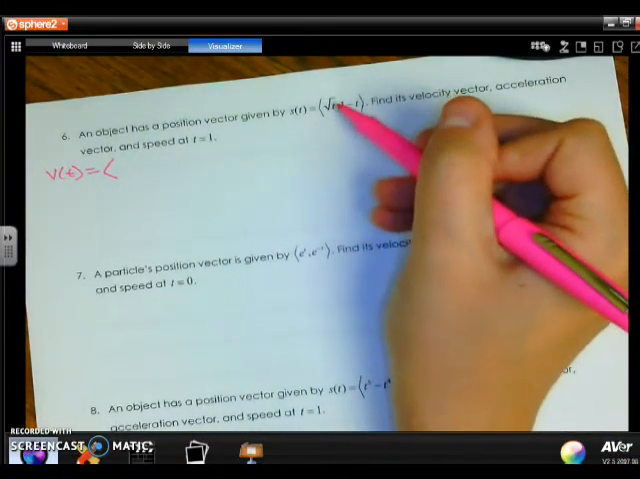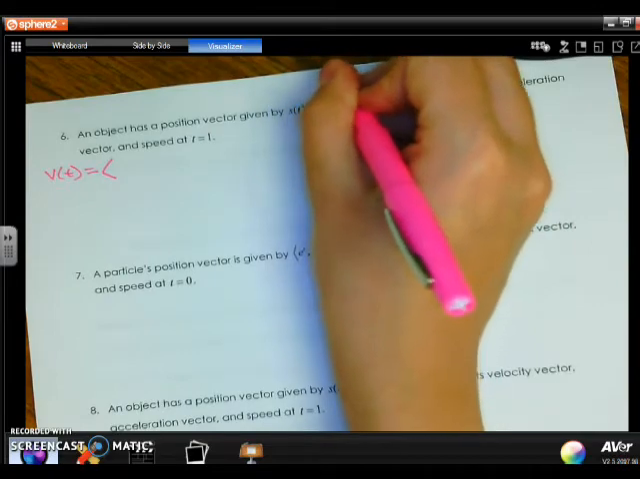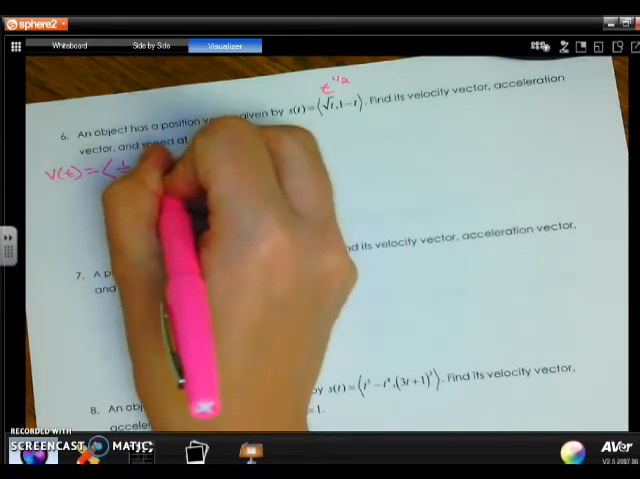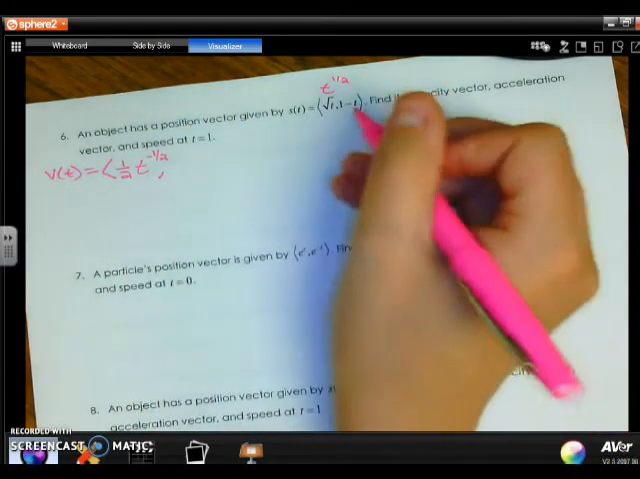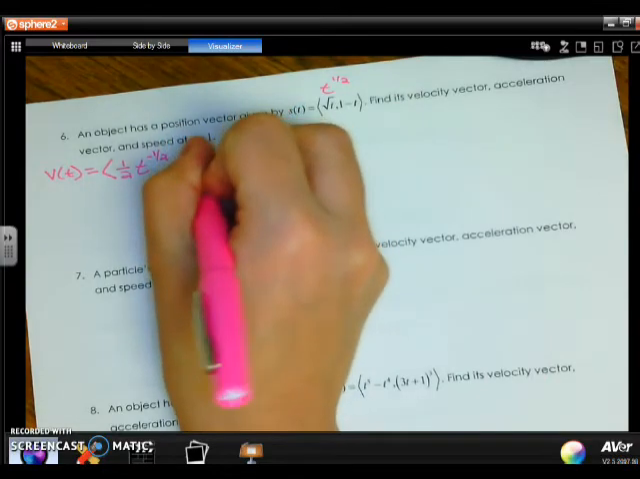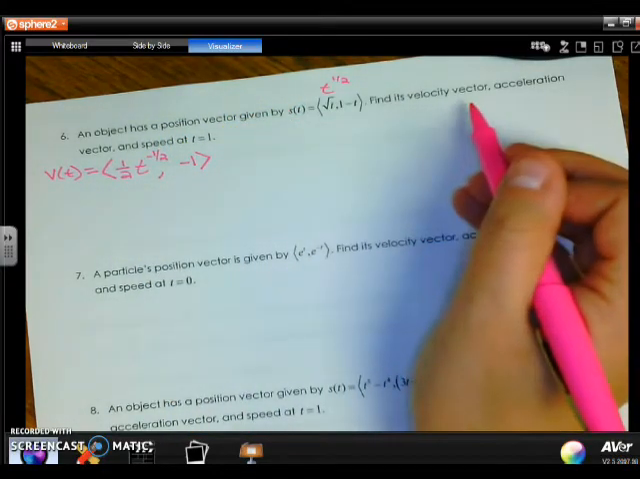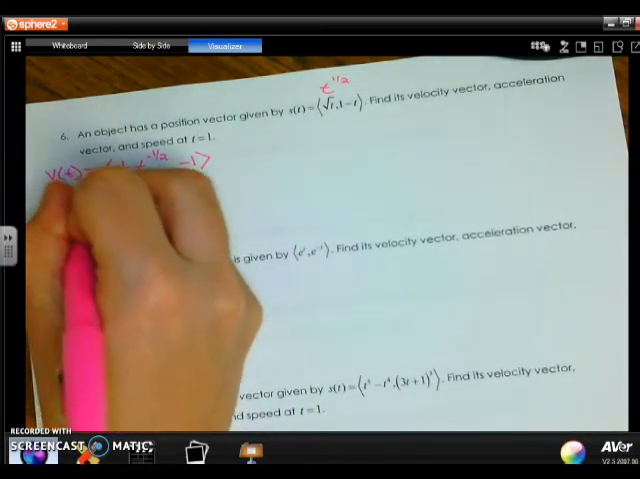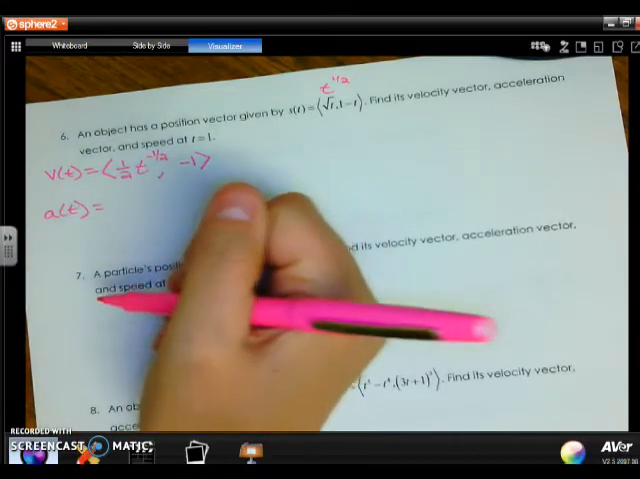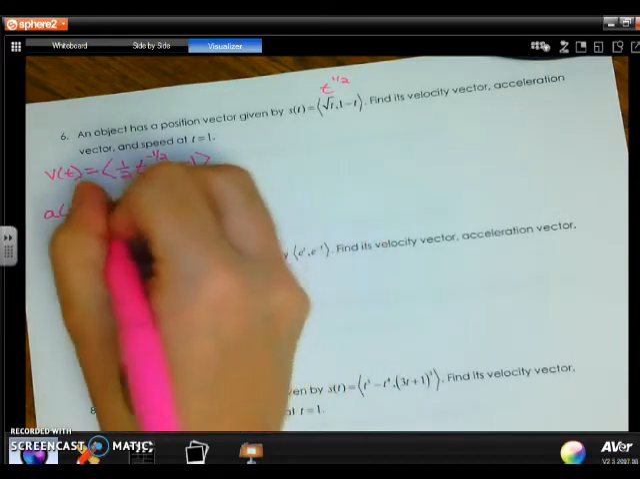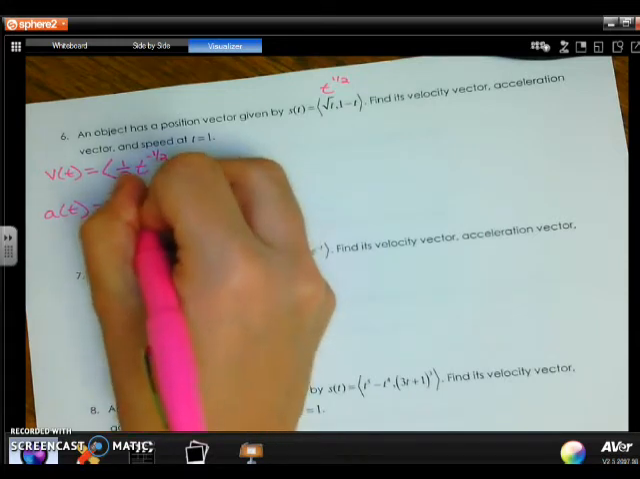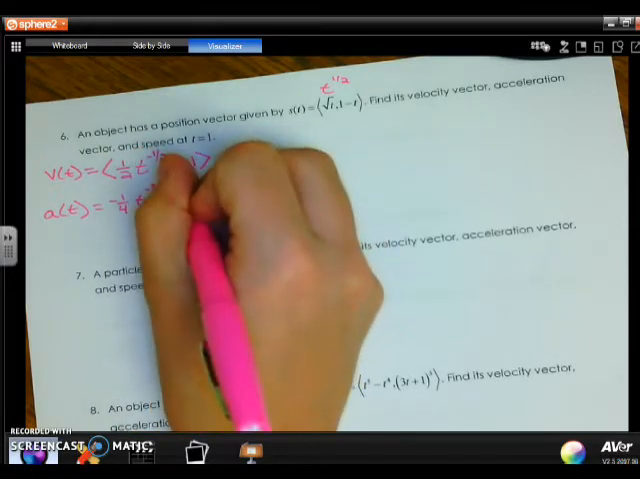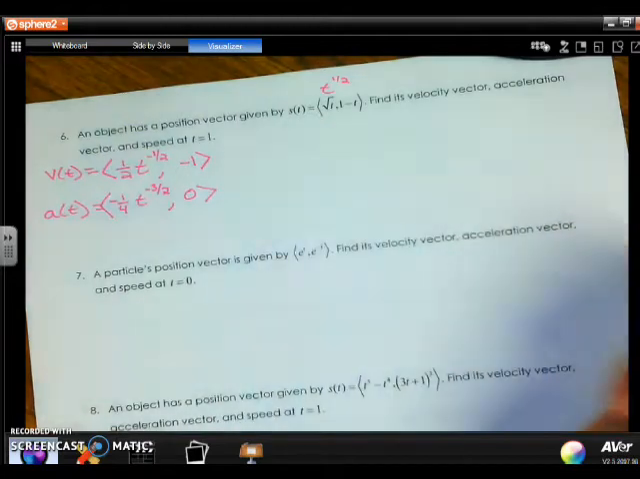So remember, this up here is the same thing as t to the 1/2. So when you take the derivative of that, it's going to be 1/2 t to the negative 1/2, comma, the derivative of negative t is just a negative 1. So there's the velocity vector. And now I'll find the acceleration vector. Acceleration is the derivative of velocity. So that's going to be negative 1/4 t to the negative 3/2, comma, and the derivative of negative 1 is just 0. Okay, so there's my acceleration.